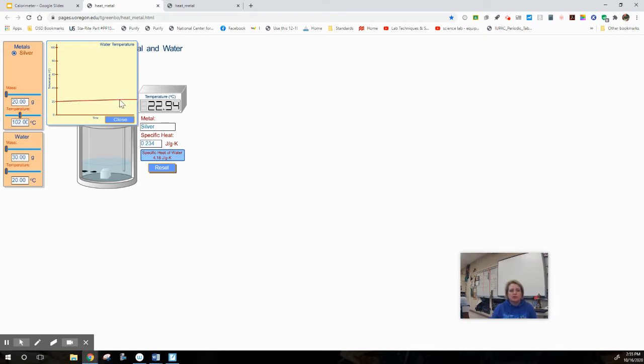This is going to be where your plateau is going to end up. Notice that it's kind of slowing down, and my uncertain digit is very uncertain. So I'm going to call this temperature here 22.9 degrees Celsius as my final temperature of both my metal and of my water. Let's look at these calculations now.